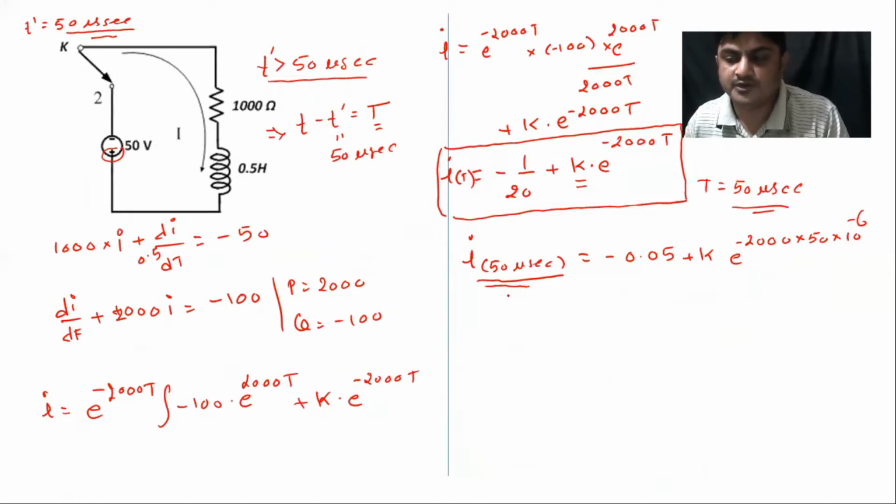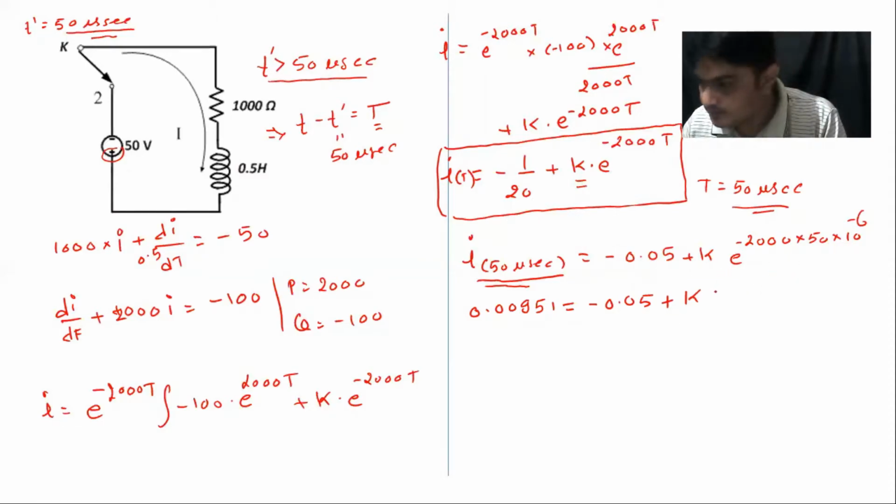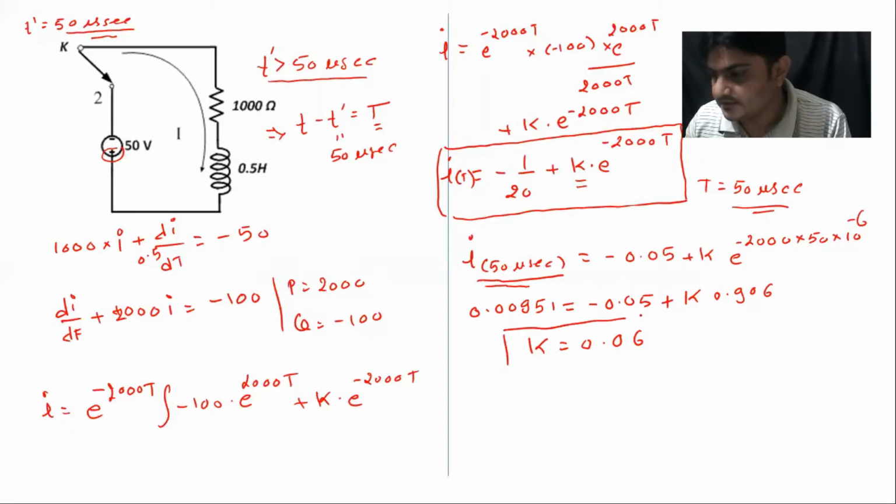So let me put the value of current in this particular equation. Let me write down: 0.00951 is equal to minus 0.05 plus k, and e raised to minus 2000 into 50 into 10 raised to minus 6, that is equal to 0.906. So the value of k that I can obtain is equal to 0.06.